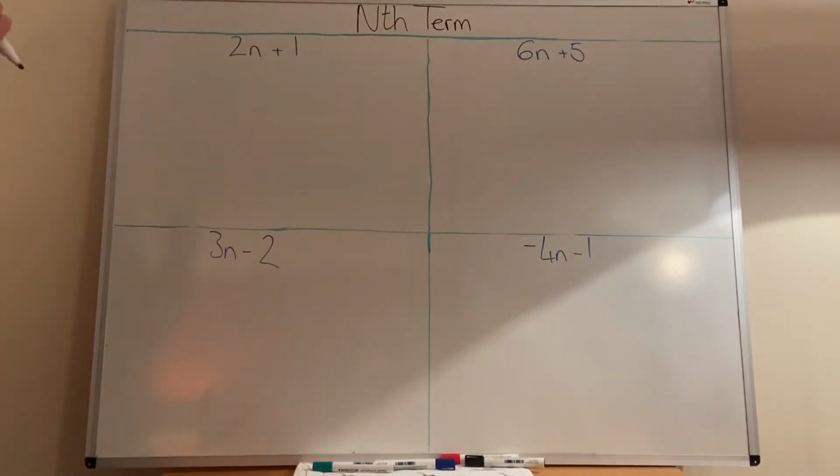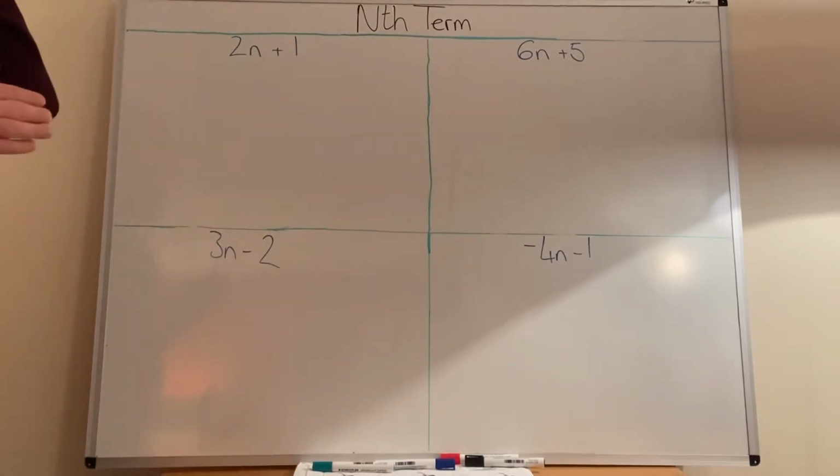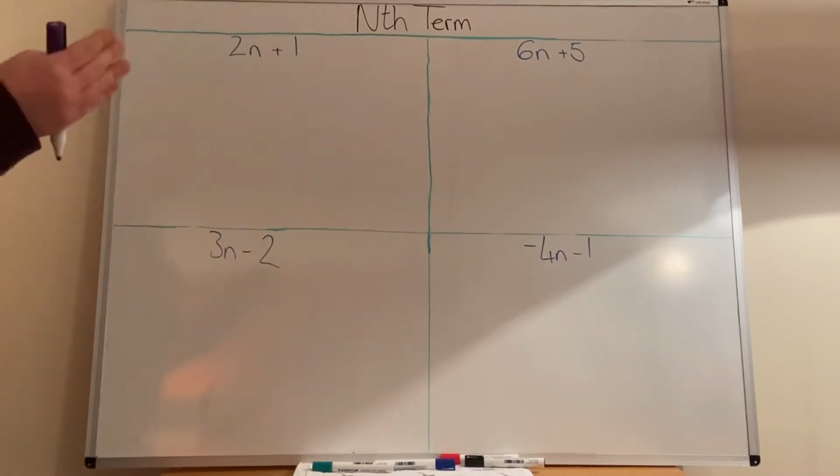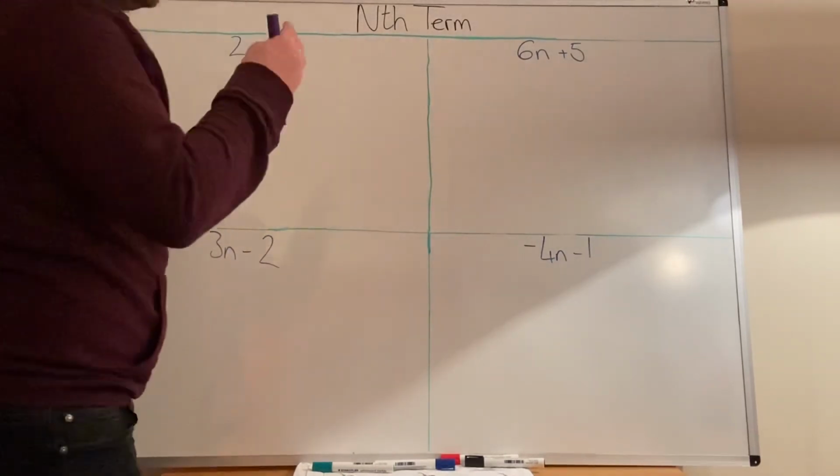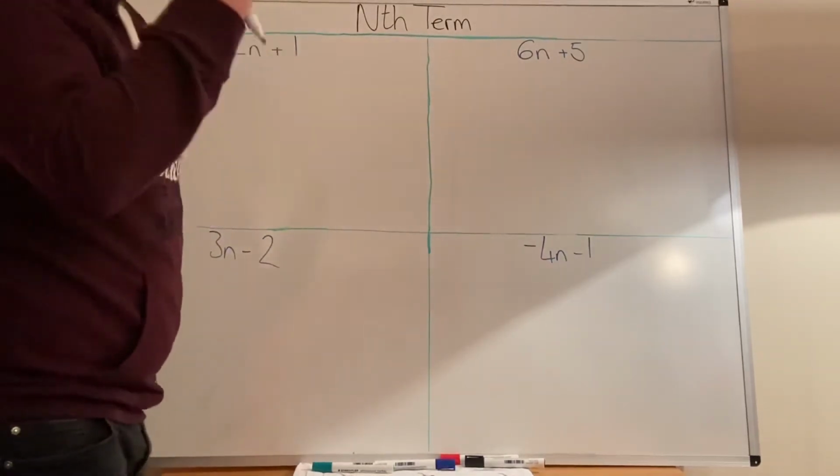Right, welcome back, guys. We started looking at the nth term last lesson, and we're going to carry on with that. Last lesson, we looked at when we've got a sequence, how to find the nth term of that sequence. Today, we're going to look at the opposite: when we've been given the nth term, what is the sequence?